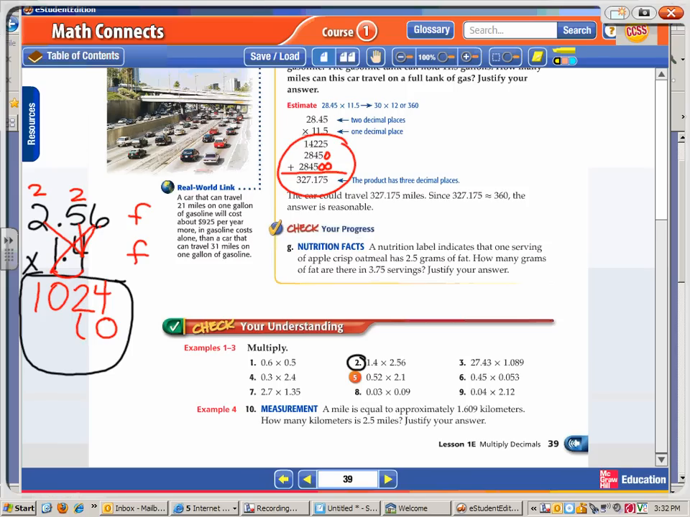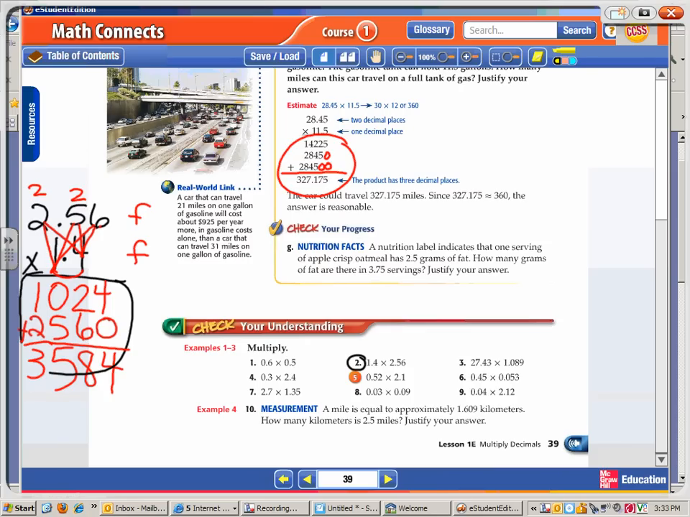So 1 times 6 is 6. 1 times 5. 1 times 2. I have these two products that I'm going to add up to get my combined total. 4, 8, 5. Oops, excuse me. 2 plus 1. We have 3. So 3, 5, 8, 4.